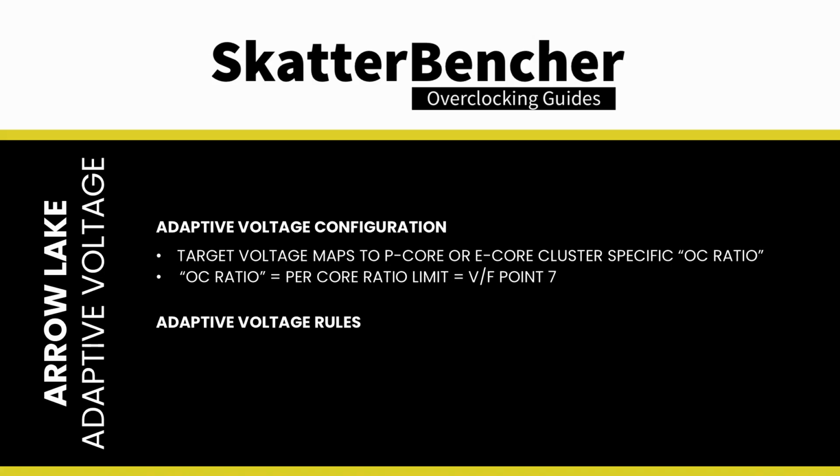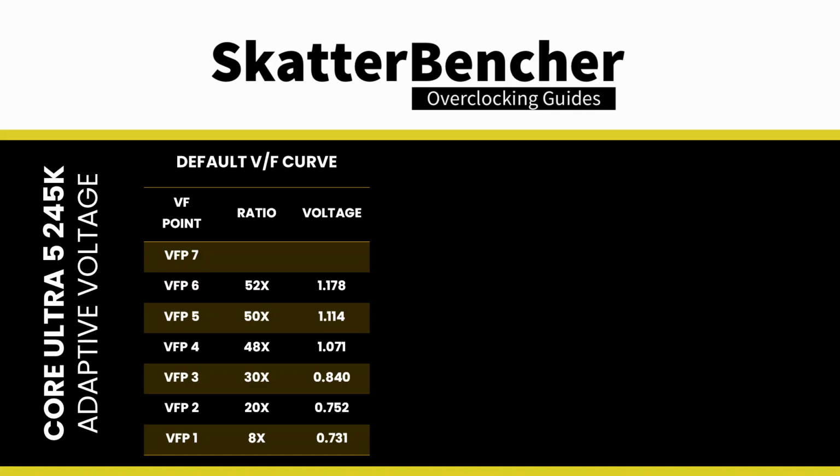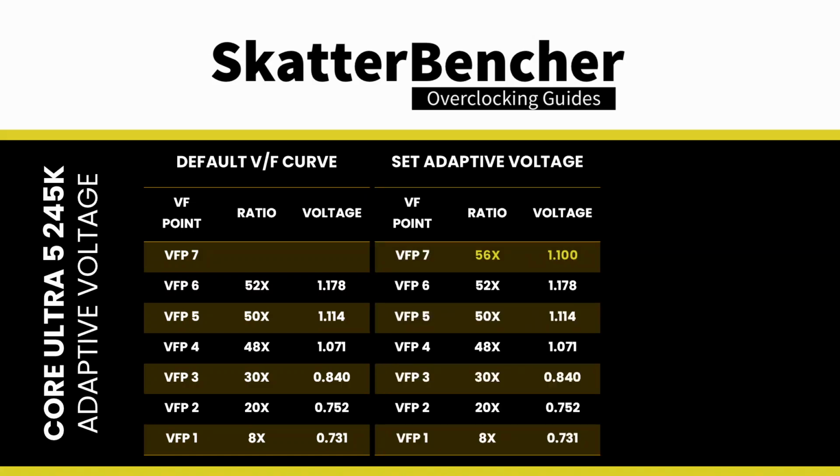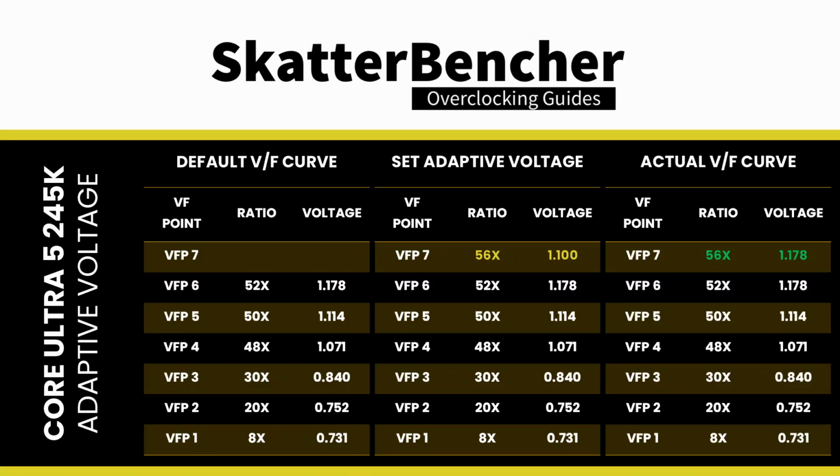You can configure the adaptive voltage and the OC ratio to any value. However, multiple rules enforce what ratio and voltage are actually set. Rule number 1, the voltage set for a given VF.N must be higher than or equal to the voltage set for VF.N-1. That means the voltage for the OC ratio, matching VF.7, must be higher than or equal to the voltage for VF.6. For example, let's say you've configured the P-core per core ratio limit to 56x and the adaptive voltage to 1.1 volt. In that case, the actual frequency will be 5.6 GHz with 1.178 volt, as that's the voltage for VF.6.